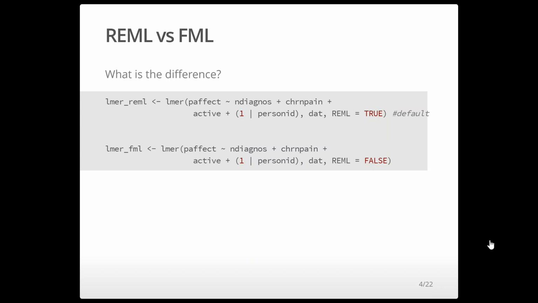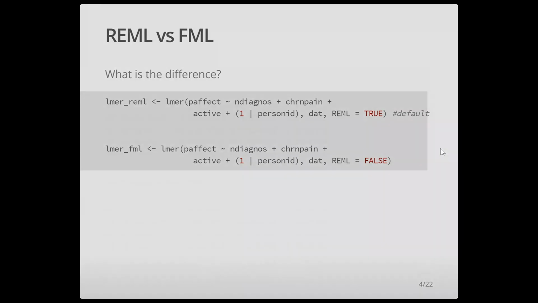You can fit models using either method in lme4. The default is REML equals TRUE. So if you want restricted, you can ignore that line. I'm just showing you that it's there. And if you want full, you set it to FALSE, and that will give you full maximum likelihood. Now, take a second and see if you can remind yourself as to what the difference is before we go ahead and take a look.